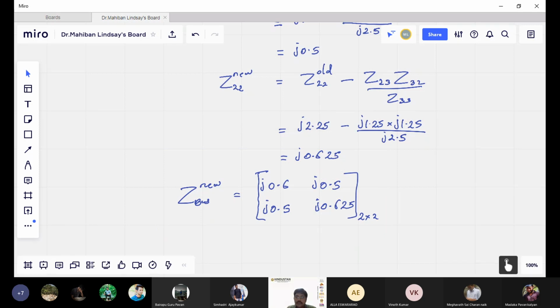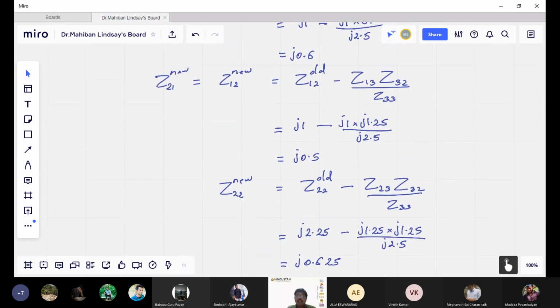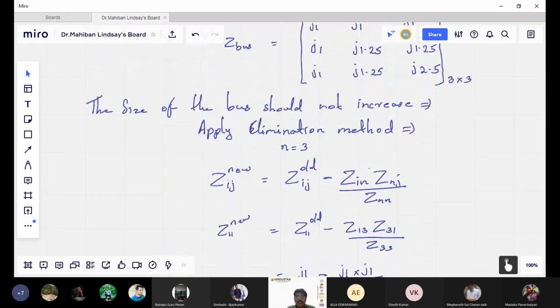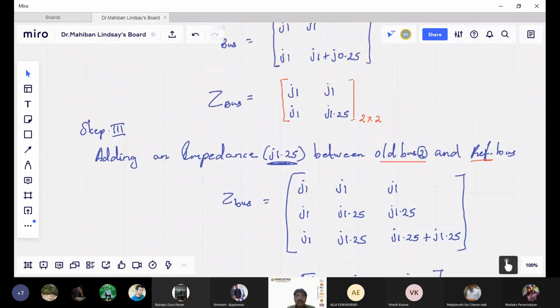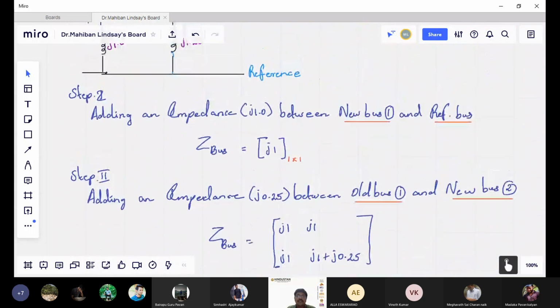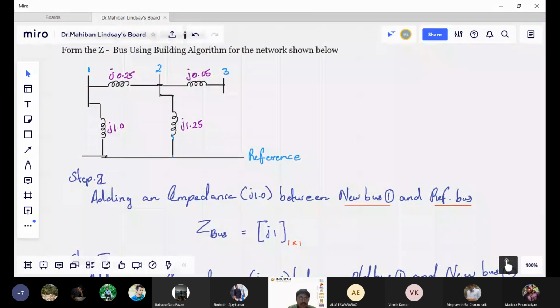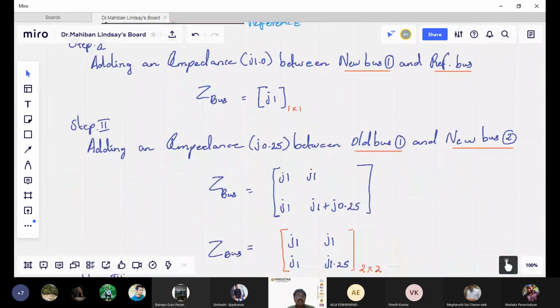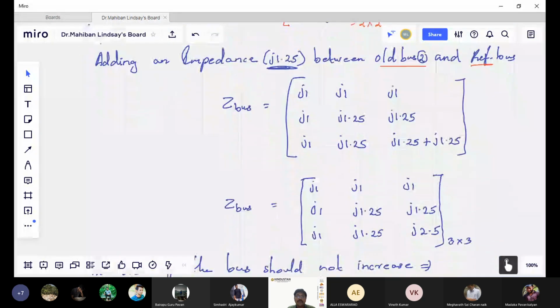I hope you can understand. Whether we added all the values? No, we added three Z values till now: between 1 and reference we added, between 1 and 2 we added, between 2 and reference we added. Now we need to add one more, that is j0.05, the impedance we are going to add in step number 4.